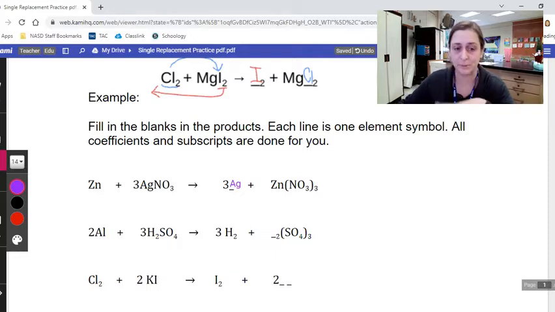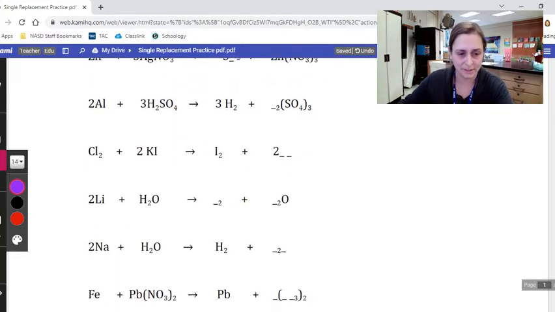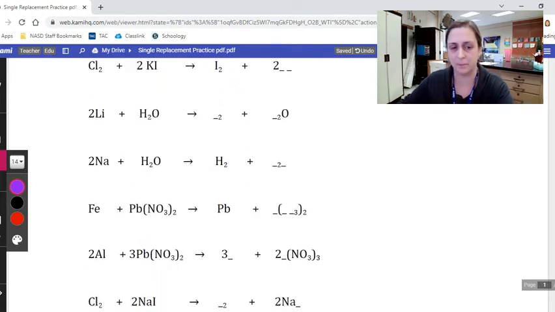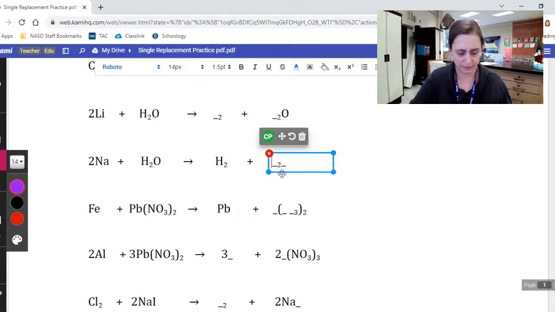Okay, we're going to try 2 more together. I'm going to scroll down to the 5th one. 2Na plus H2O yields H2 plus blank. Since I see H2 as a product, I see the hydrogen came out of the compound. I know the sodium element will take its place. So the first blank should be Na.